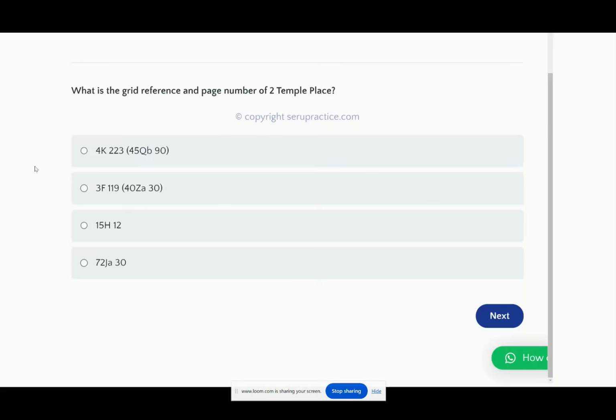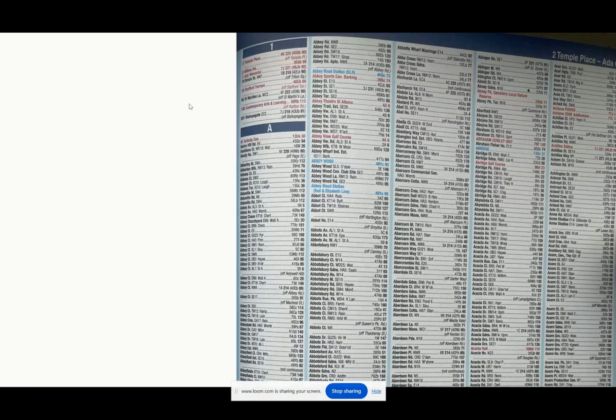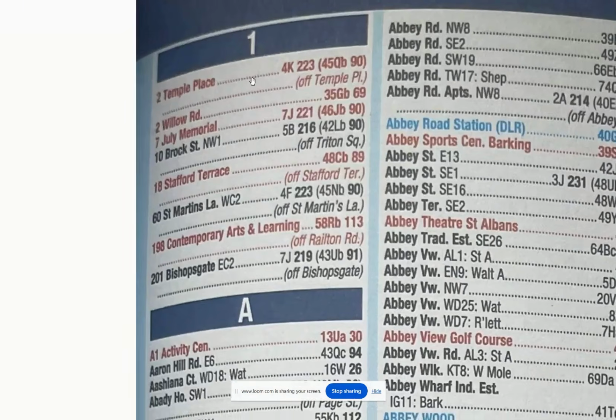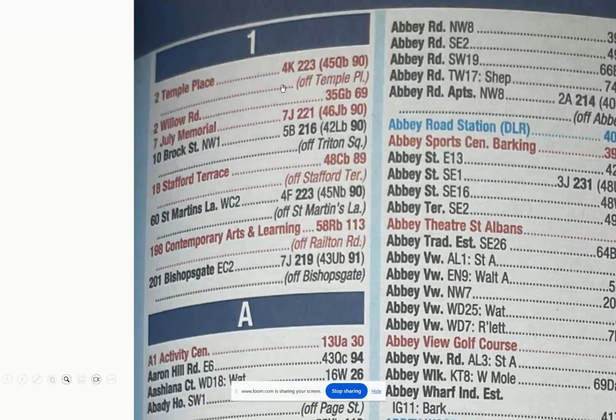You may be asked to find the page number or grid reference for an address. In this case, we're asked to find the grid reference and page number for 2 Temple Place. To answer such a question, we need to look at the index. Here is the first page in the index. Now, if we zoom in, we can see 2 Temple Place in this example is the very first street. And the grid reference and page number for it is 4K223 with more references and page numbers in circular brackets.